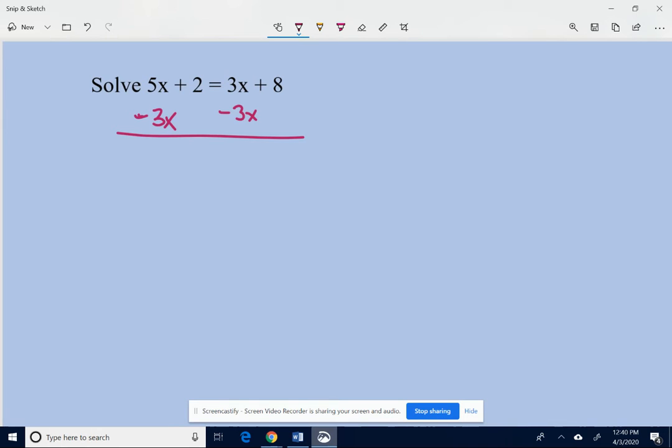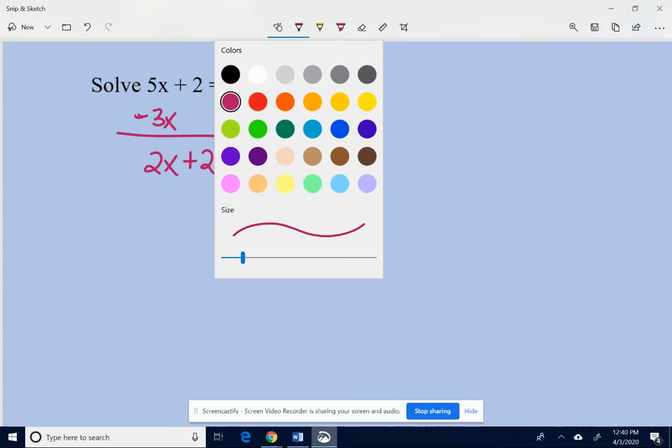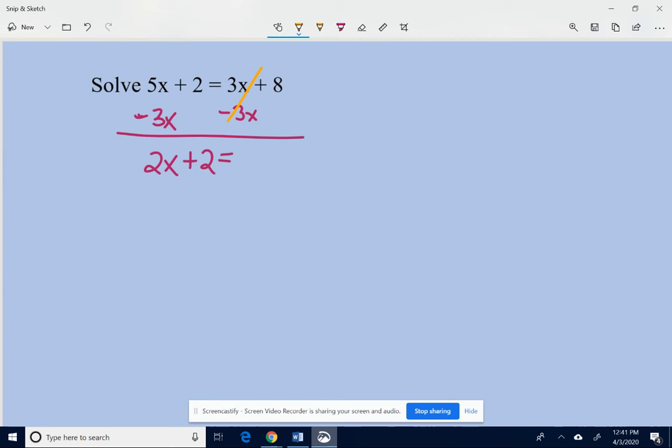On my left, I have 5x minus 3x. You've done that with like terms, maybe not for a while, but we've done it. 5x minus 3x is 2x. Bring down the plus and the 2 and the equal sign. That 3x minus 3x just goes out. So I'm left with 2x plus 2 is equal to positive 8. Just keep on going. Now we have a two-step equation, basically.